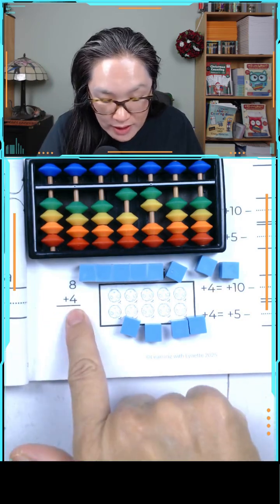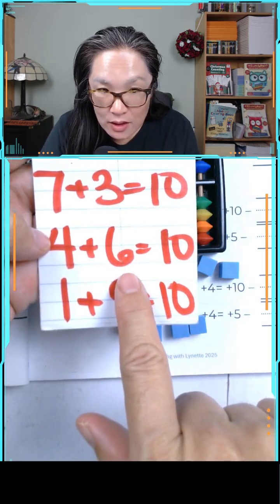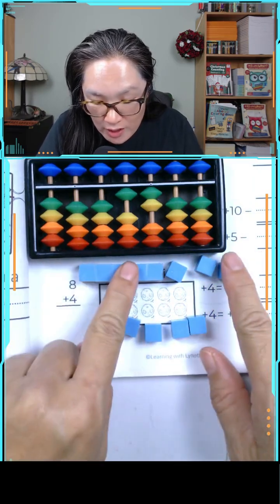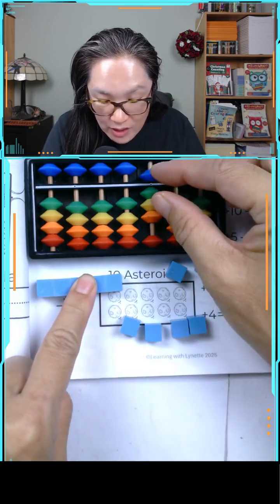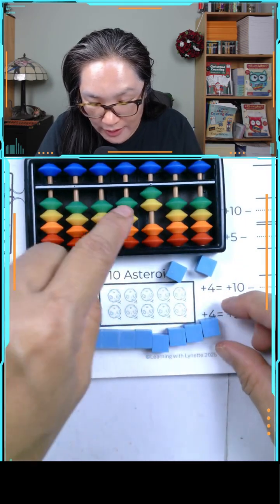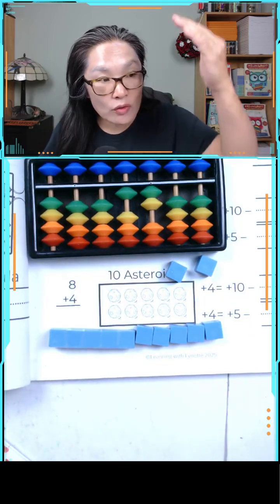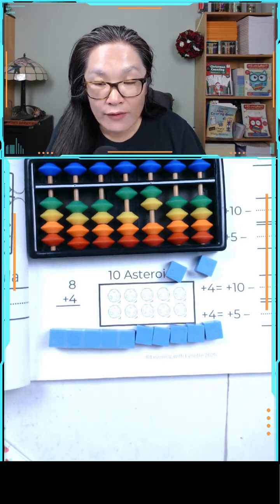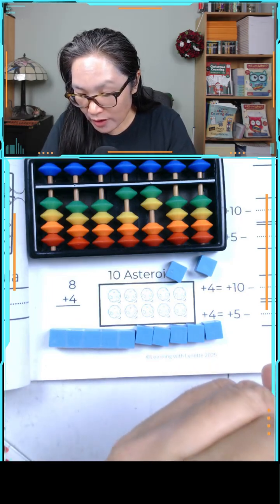What is the partner of 4? The partner of 4 is 6. Where do you get the 6 from? The 6 comes from the 8. So you take away from the 8, right? So I have 6 on the abacus. I take away from the 8 and I add it to the 4. And that makes my 10. So my final answer is 12. So you always go top down. The reason why you go top down is because you have a running total on your abacus. That's all it is. You have a running total on your abacus.